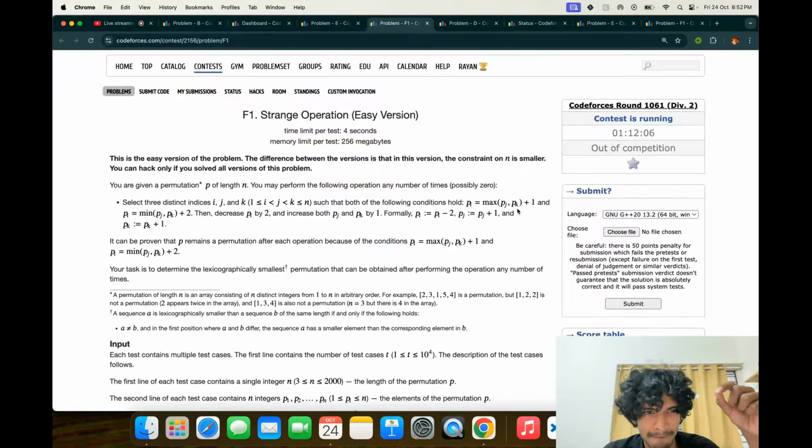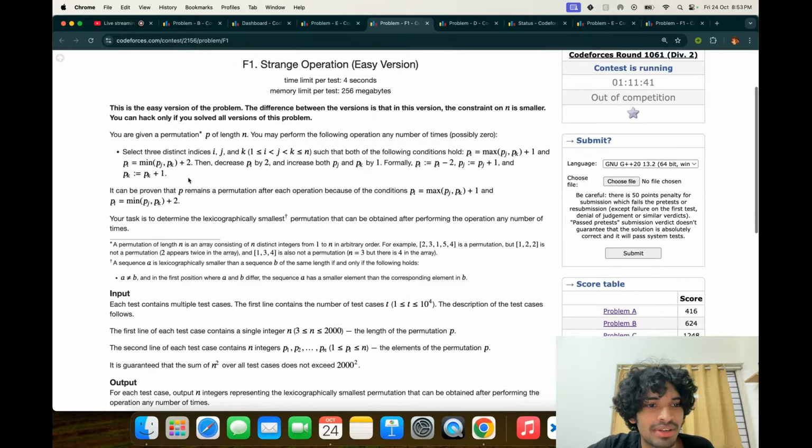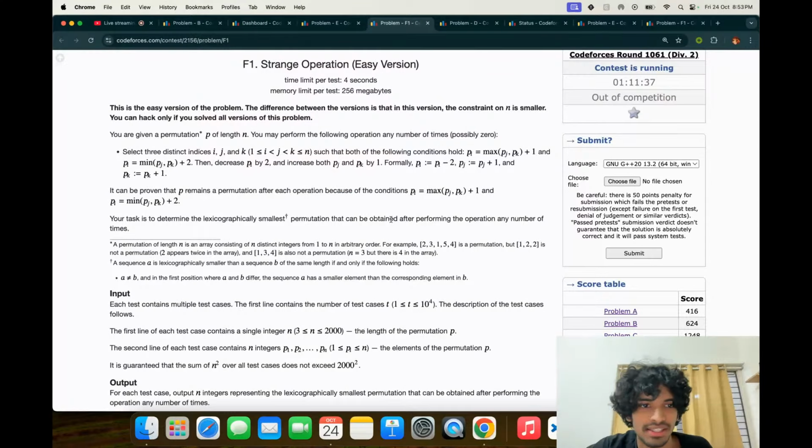And Pi equals the minimum of Pj and Pk plus 2. So it is Pi minus 1, Pi minus 2. Okay, so the maximum is Pi minus 1, the minimum is Pi minus 2. Then decrease Pi by 2, increase both Pj, Pk by 1. Seems a nice problem, right? I mean, we have some operation, it seems to be a nice problem. It can be proven that P remains a permutation, that we can see, obviously.